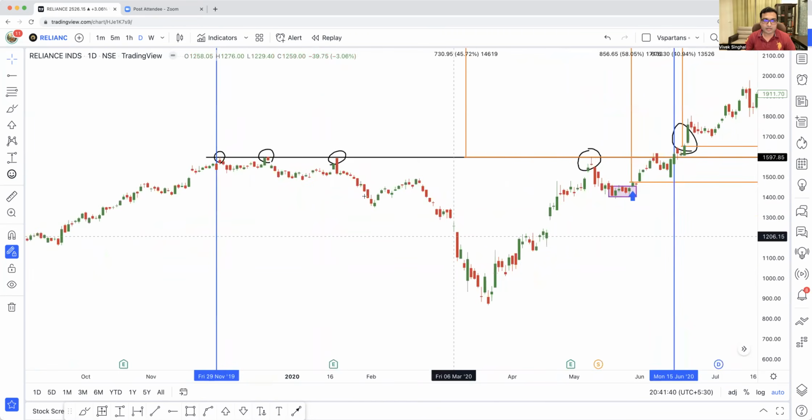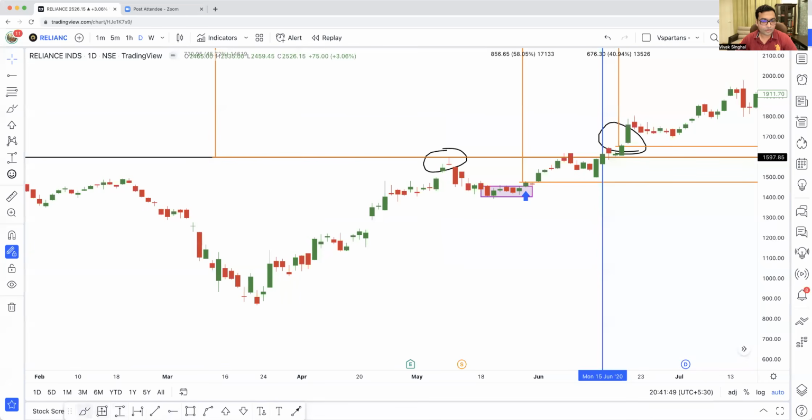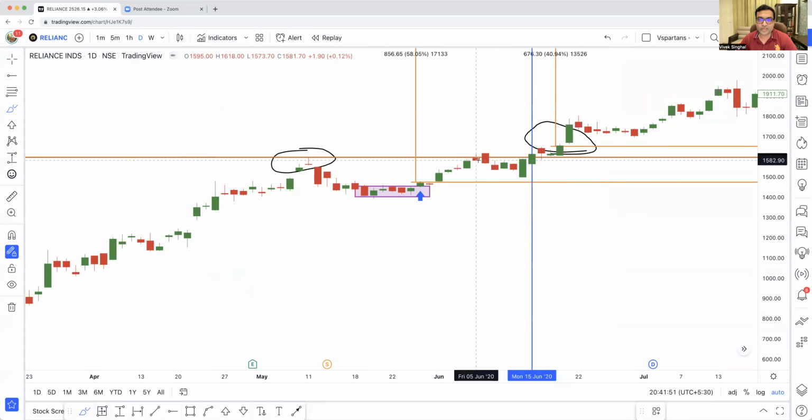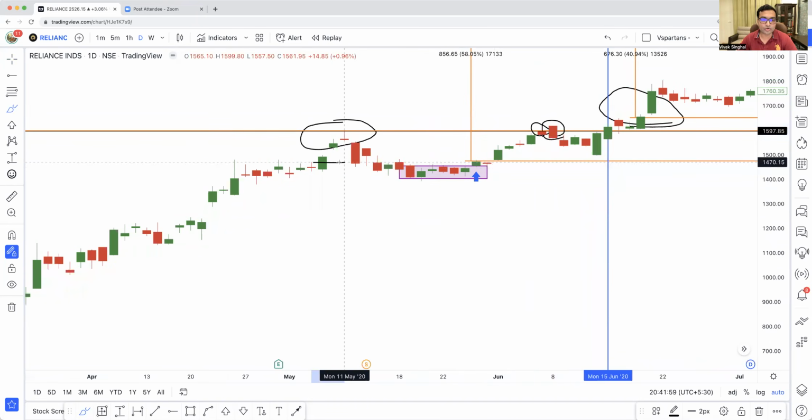While having this neckline, the horizontal line, we can ignore these wicks going up or red candle crossing the red candles. However, the body of a green candle should not be crossed. Like this. Are you getting my point? Because we are having a horizontal line.